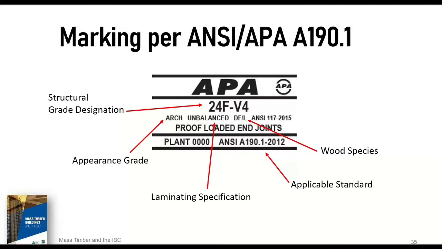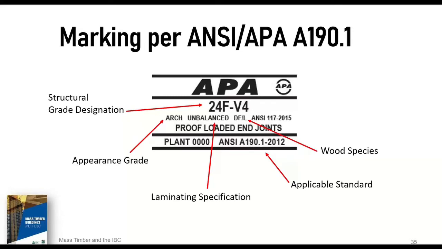Unbalanced, that's typically used for simple span bending members. Compression and tension laminations are different grades. There is a top and a bottom for installation. In fact, they're marked that way. The top of the element is marked top for installation so that we get it right.